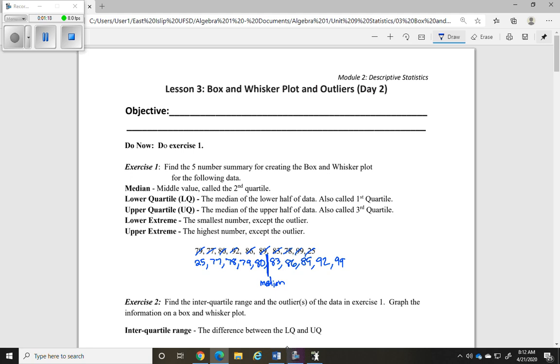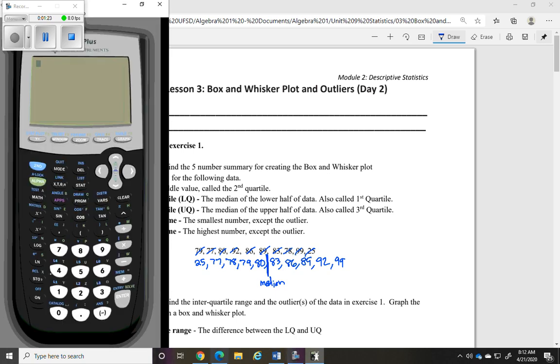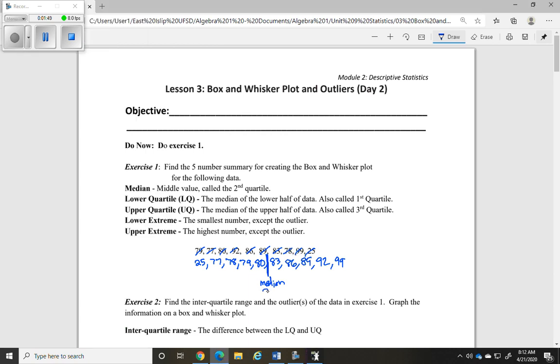If for some reason you can't do this in your head, remember you could always just add up 80 and 83 and divide by 2. Let's try that again. 80 plus 83. I need to hit enter on mine and then divide by 2. My calculator just divided the 83 by 2 instead of the answer by 2. So it's 81.5.